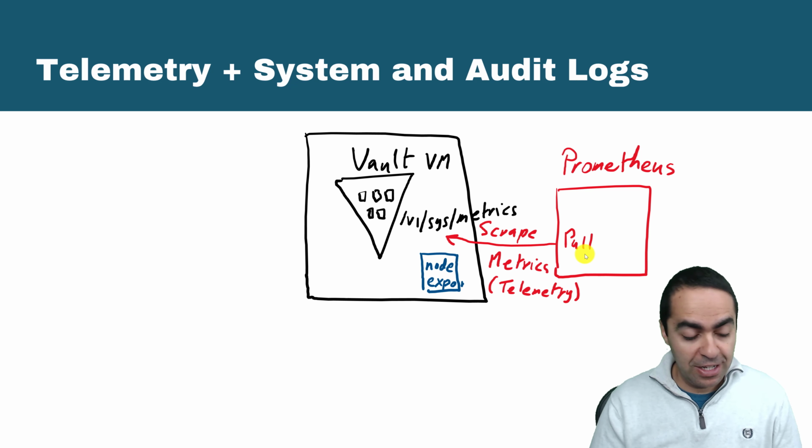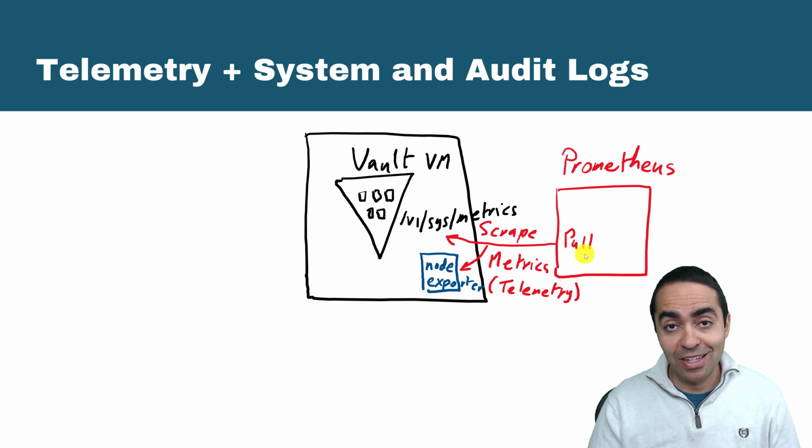And in addition to the Vault telemetry metrics, there's also a node exporter, which is a tool to expose metrics on the VM, on the Linux node itself. So you would expect metrics such as CPU, memory, disk utilization, and so on. And those are very important as well to be able to monitor.